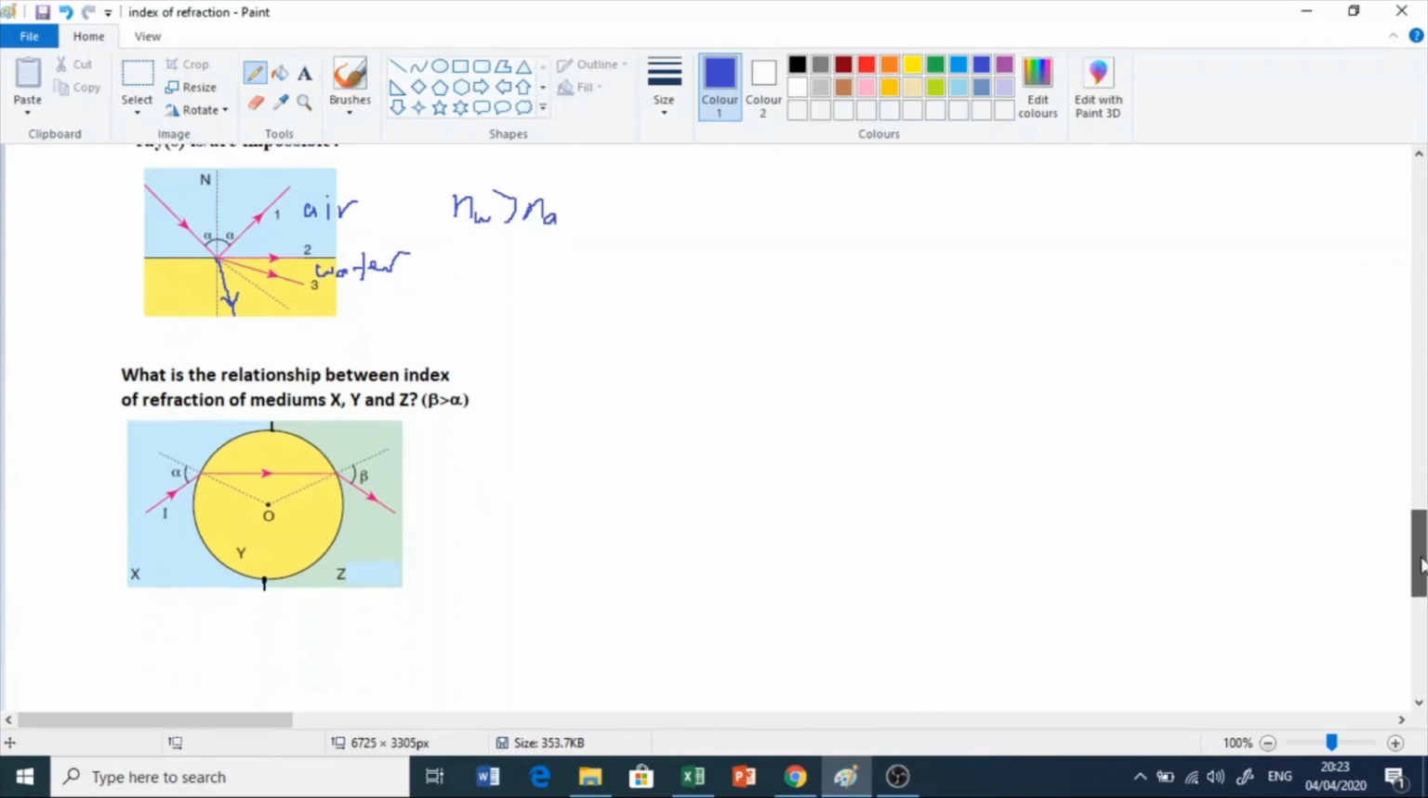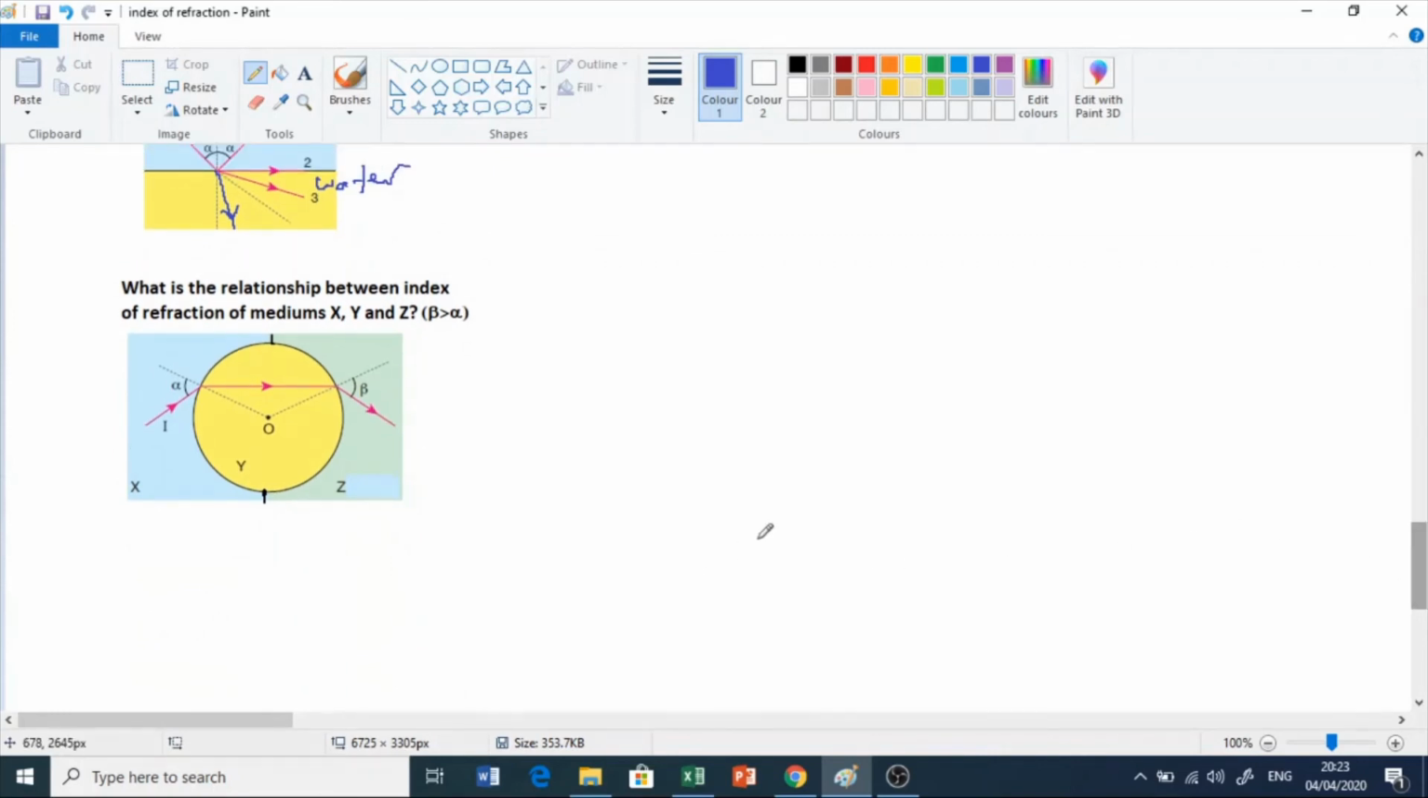Let's look at our last example. Again, we are going to look at whether the incident ray refracts toward the normal or away from the normal. Here is a spherical surface, and this is the normal to the boundary between x and y. The light ray originally is moving toward that direction. But as you see, this is the normal, and it bends toward the normal. I mean, it has bent toward the normal.